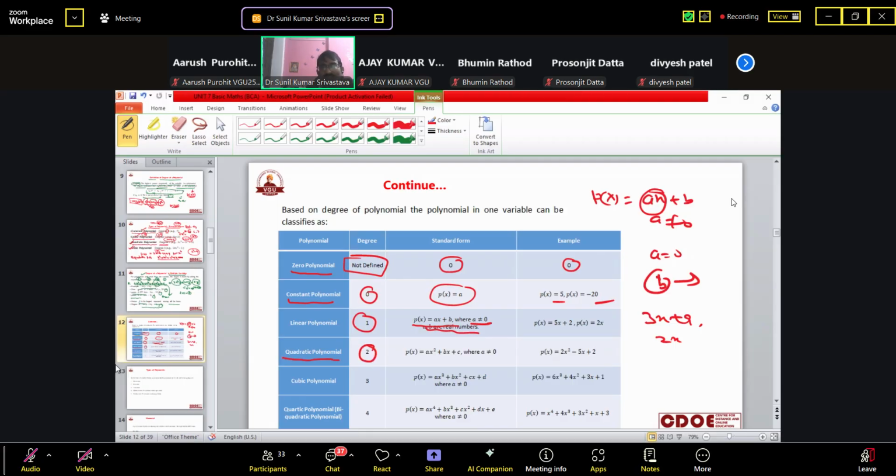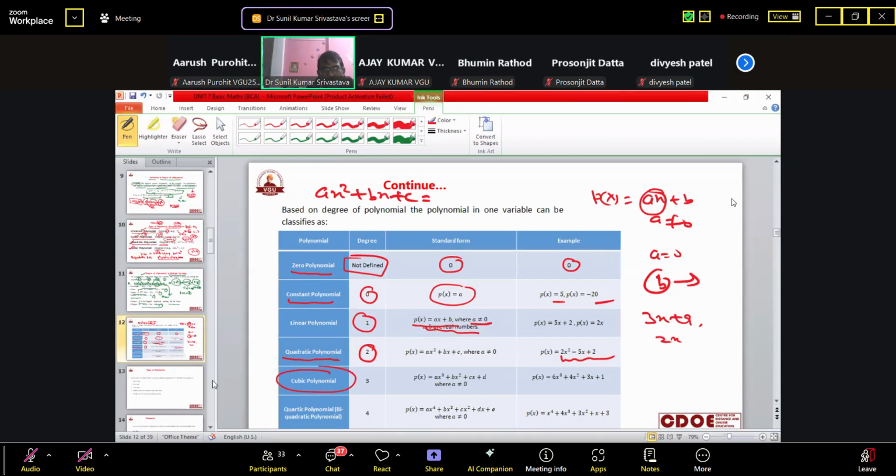The quadratic polynomial is ax² + bx + c. That is the standard form of the quadratic polynomial. Degree 2. Expressions like 2x² − 5x + 2 and so on.